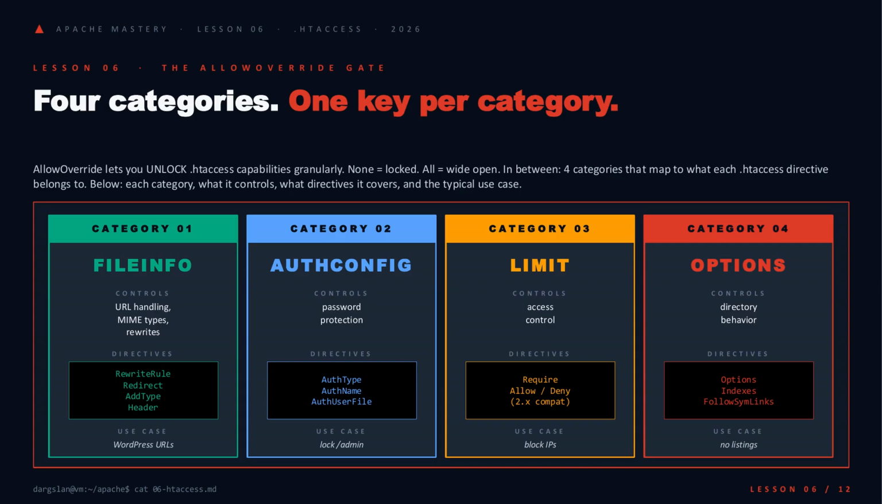AllowOverride breaks down into 4 categories, and each one is the key to a specific drawer of directives. FileInfo unlocks the URL layer: RewriteRule, Redirect, Headers. That's your WordPress permalinks. AuthConfig handles password protection, the classic lock on admin. Limit covers access control, blocking IPs and the like. And Options governs directory behavior, turning off indexes so visitors can't browse your folders. One key per category. You enable only what that directory actually needs.